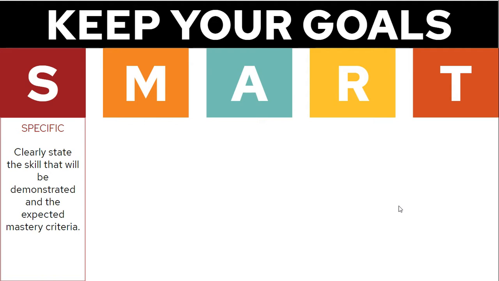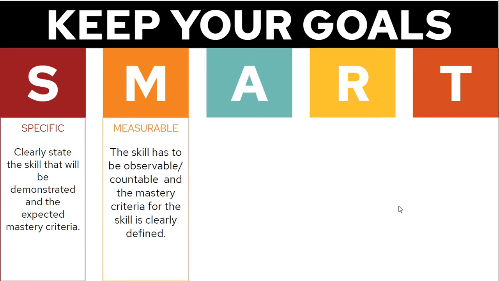Specific. Clearly state the skill that will be demonstrated and the expected mastery criteria. When the goal and objective is more specific, it is easier to monitor progress and be more accurate in our data. A good test to know if the goal or objective is written specifically enough is to have someone else read it and see if they would progress monitor the same skill at the same level that you are intending to focus on.